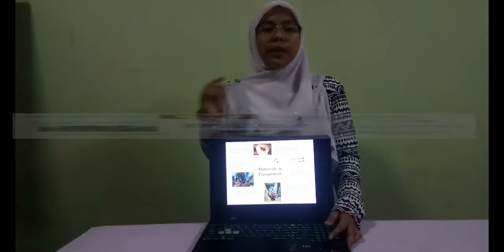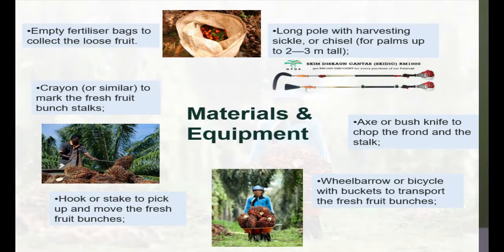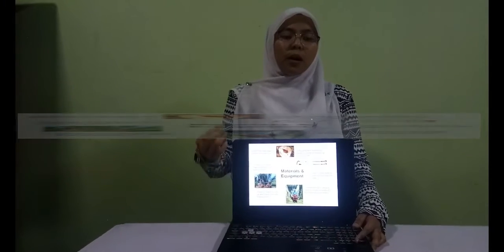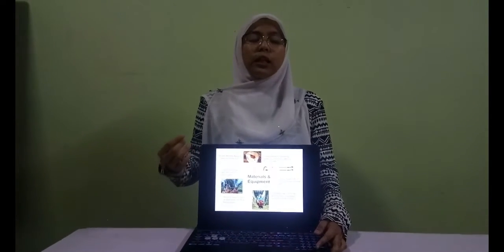material and equipment. First is a long pole with a harvesting sickle or chisel for palm oil, 7 or 3 meters tall. And the second is an axe or bush knife to chop the frond and the stalk. And the third is a wheelbarrow or a bicycle with a bucket to transport the fresh fruit branches. The fourth is a hoe or stick to pick up the fresh fruit branches. And fifth, a crayon to mark the fresh fruit branches. Also, don't forget to borrow the empty fertilizer bag to collect the loose fruit.